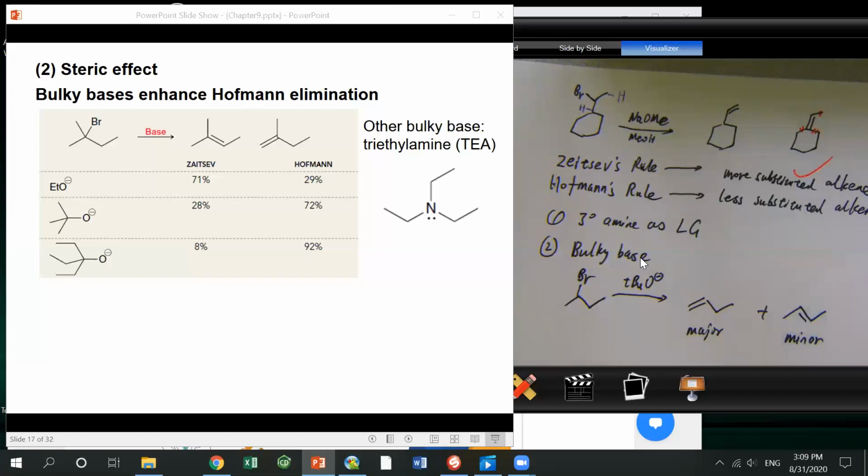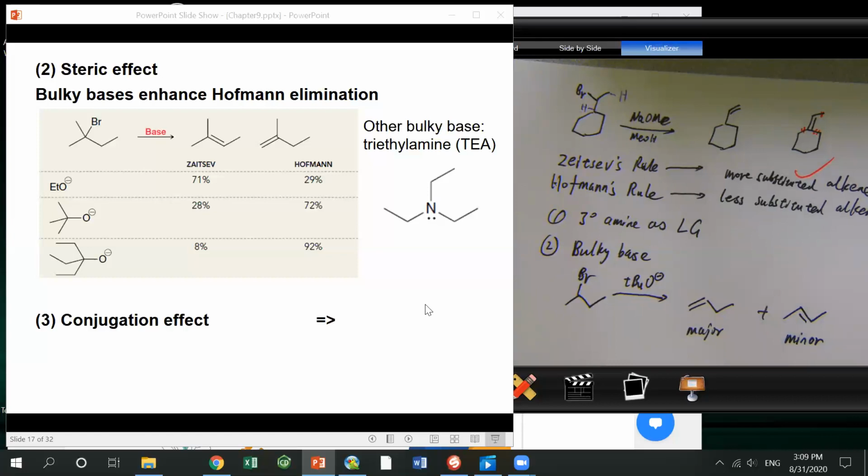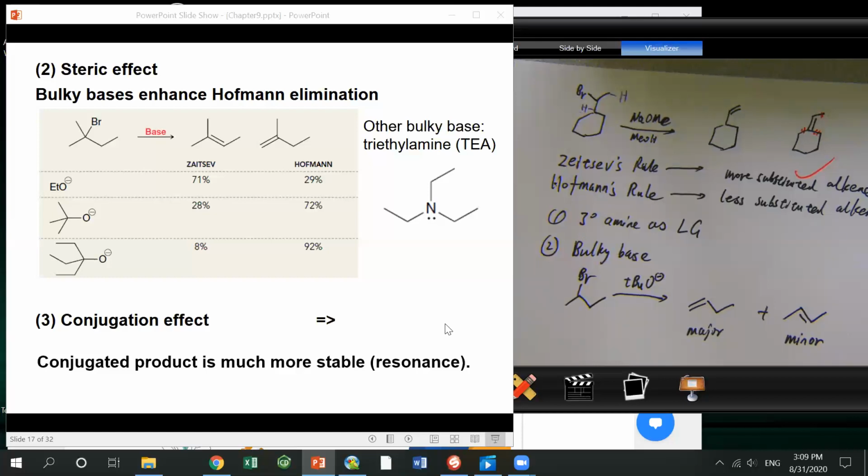And for the exam and quiz, keep in mind that you only need to draw the major product, you don't need to draw the internal one. And the last exception is the conjugation effect. The conjugation effect happens if the double bond you generate can conjugate with some other pi bond system, and then it may follow the Hofmann rule instead of the Zaitsev rule.